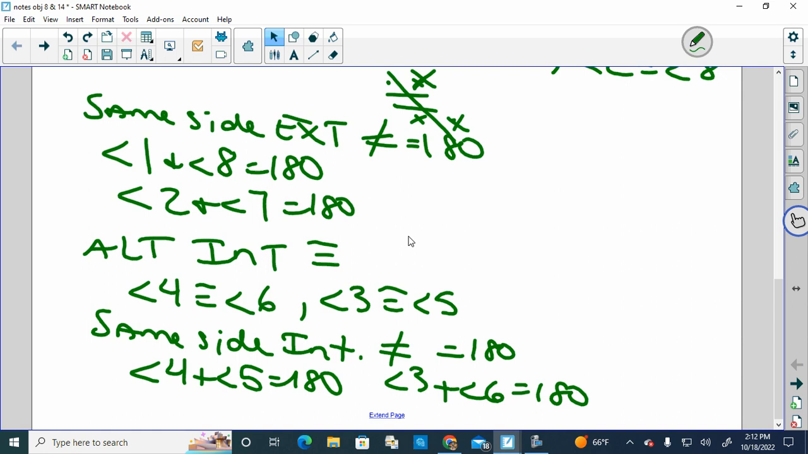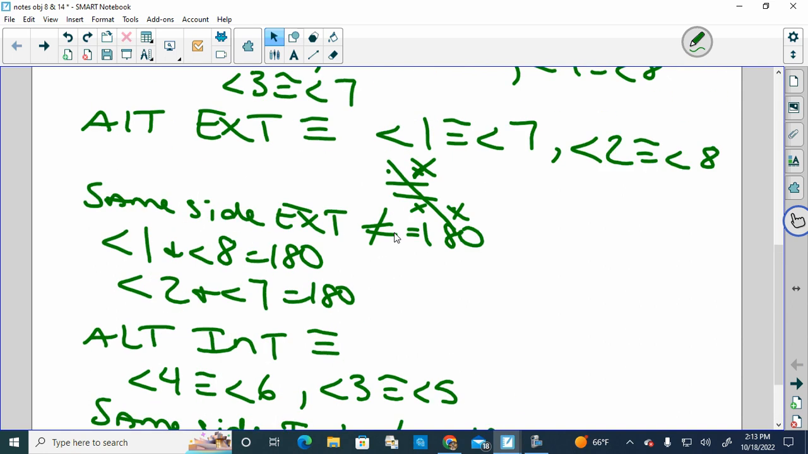Okay, so they're going to have drawings for you and give you information, and they're going to ask you to pick: is it alternate, same side, corresponding? You need to know what those mean, okay? Then we also know, should they be the same length or the same measurement or different measurements.